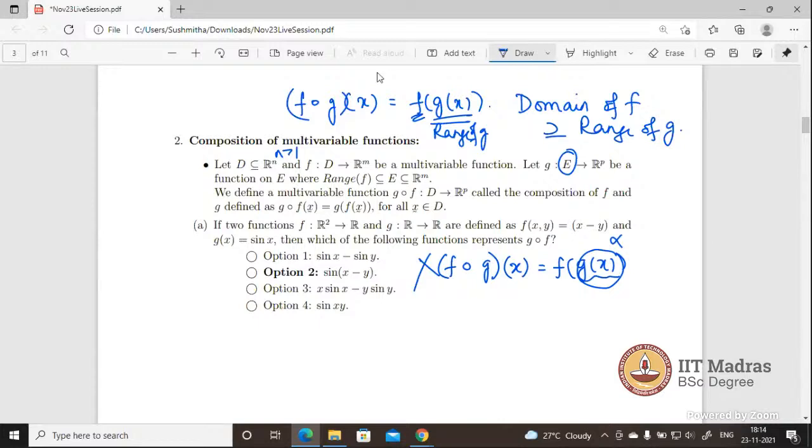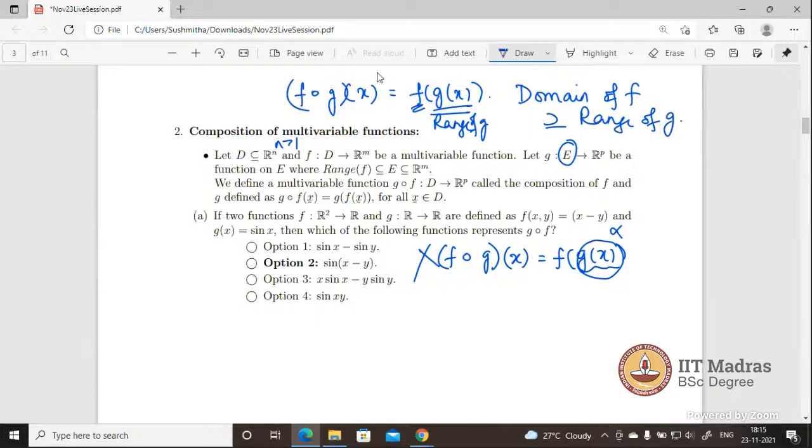Correct, because for f composite g, I need to take a look at the range of g. The range of g, that is R, is not contained in the domain of f, R2. So I cannot talk about f composite g. Can I talk about g composite f?